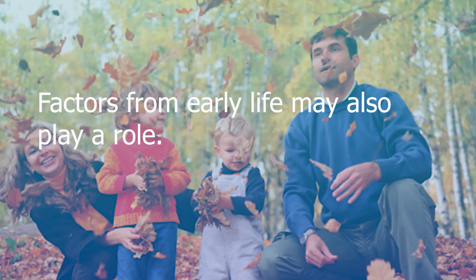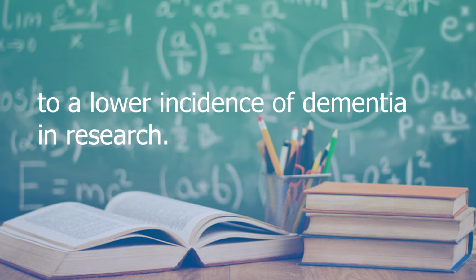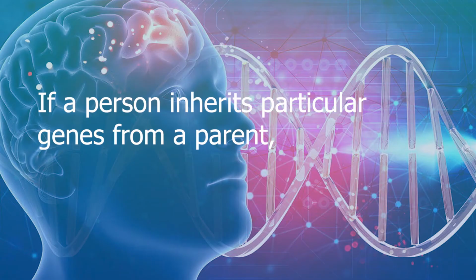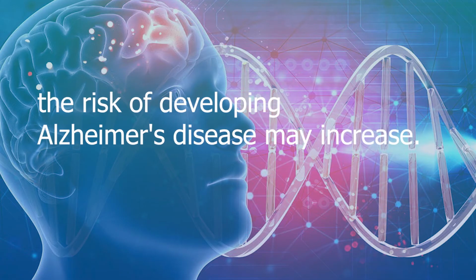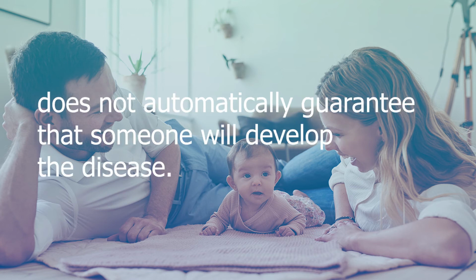Thirdly, factors from early life may also play a role. Higher levels of education, for example, have been associated with a lower incidence of dementia in research. Now, we turn to the role of genetics in Alzheimer's disease. If a person inherits particular genes from a parent, the risk of developing Alzheimer's disease may increase. Having a parent with Alzheimer's disease, on the other hand, does not automatically guarantee that someone will develop the disease.